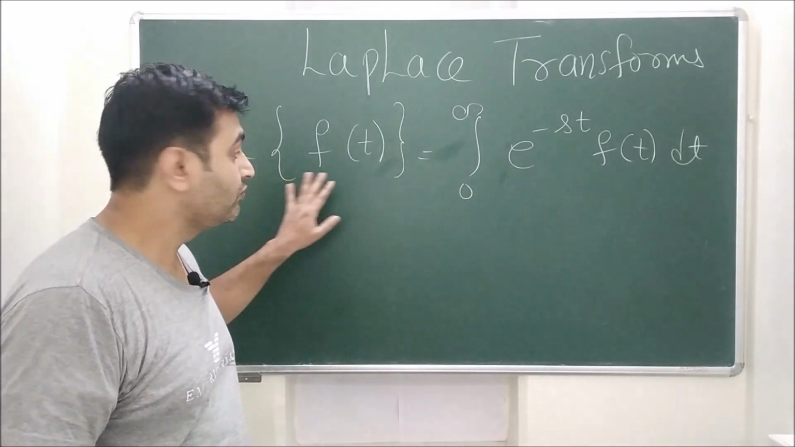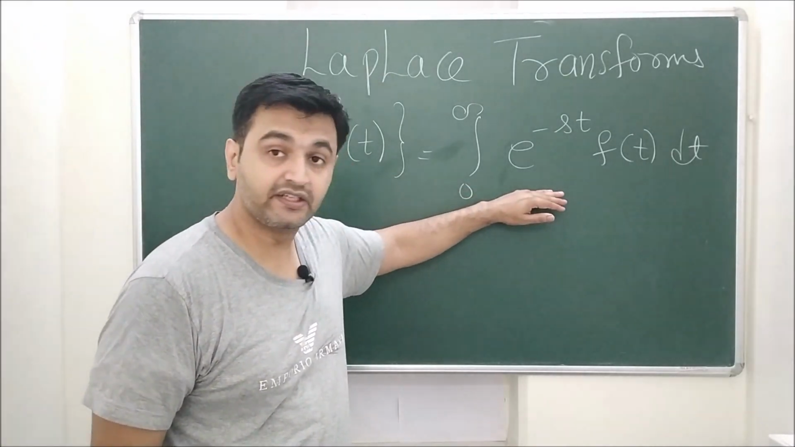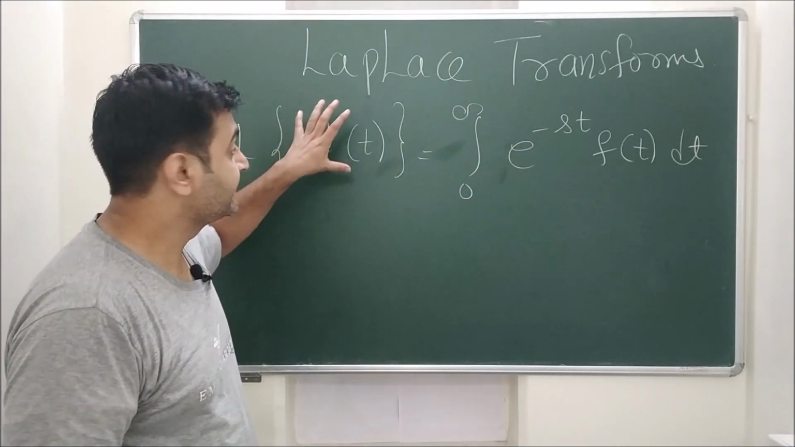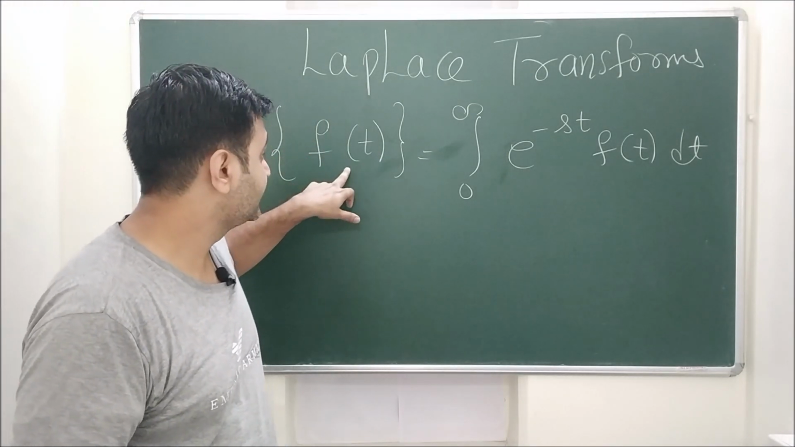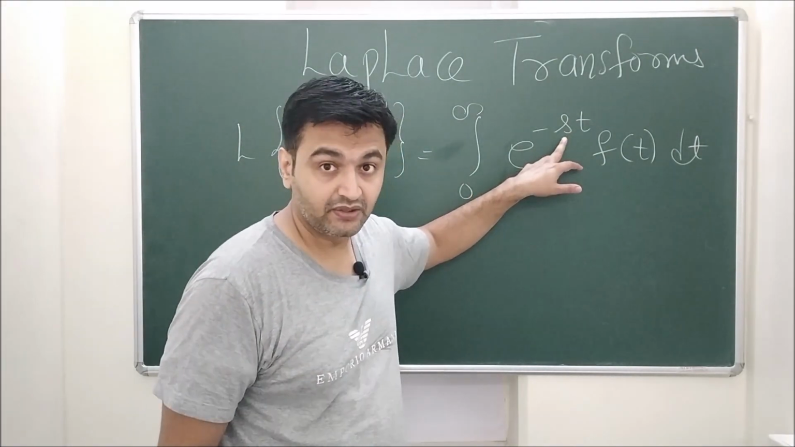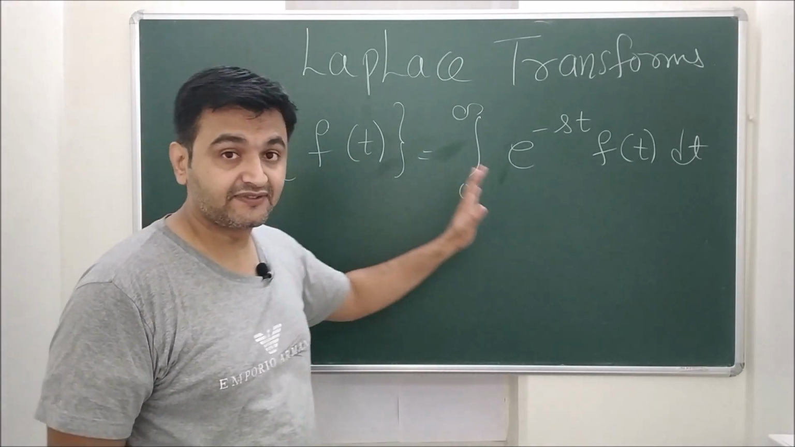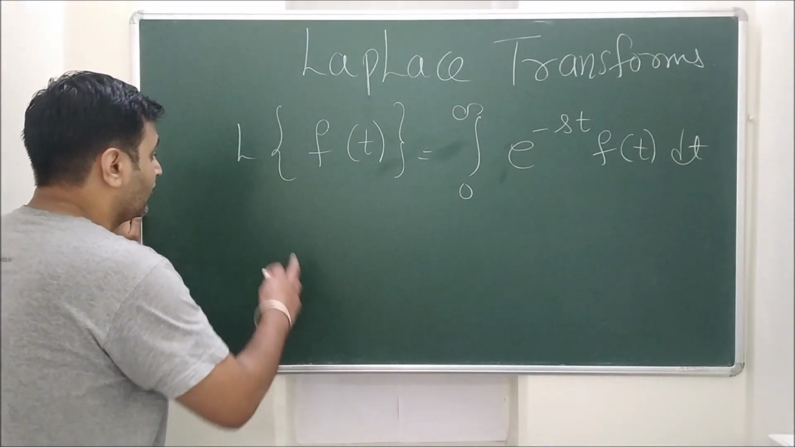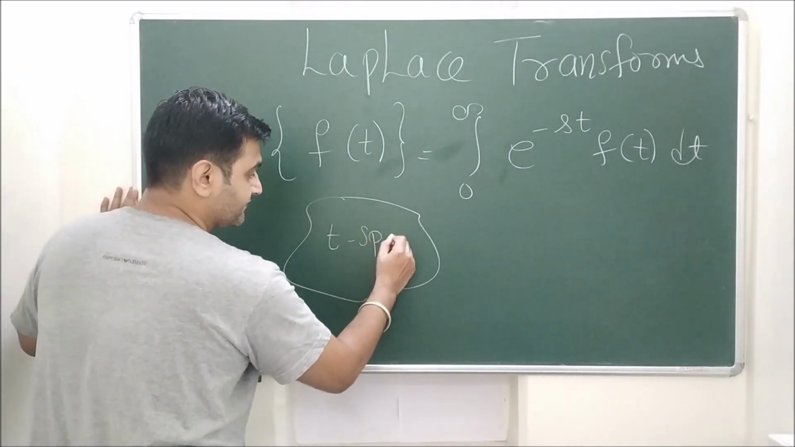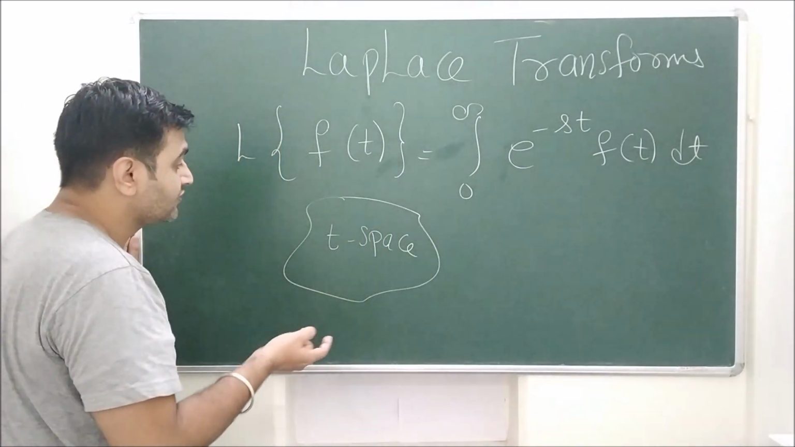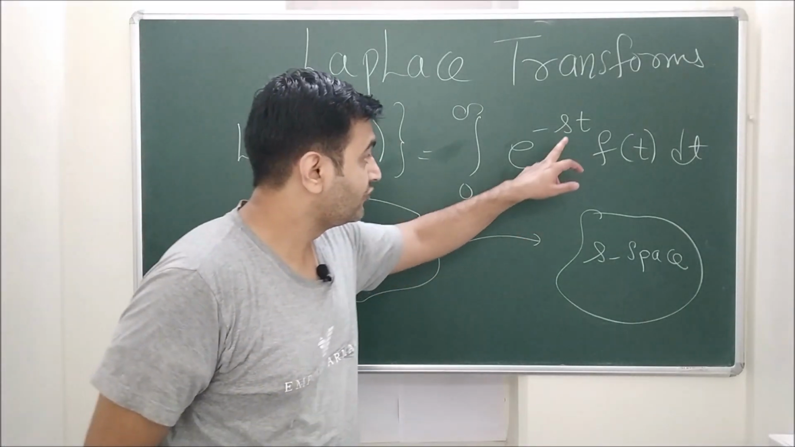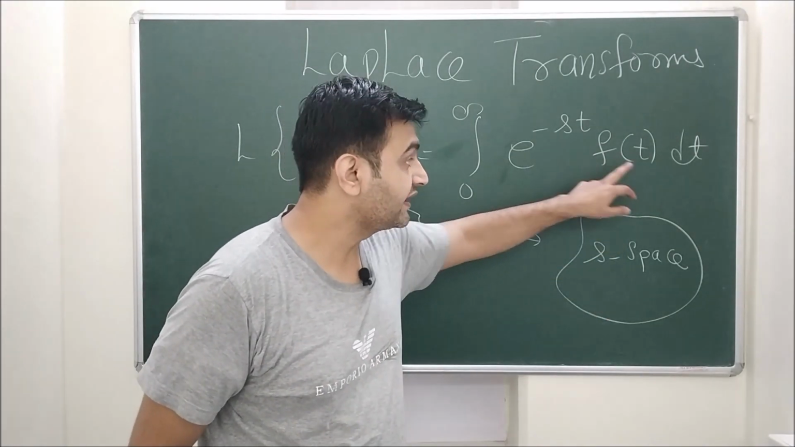The Laplace transform of a function is defined as the integral from 0 to infinity of e raised to minus st times f of t dt. Laplace takes a function as an input which is in terms of t, and it gives you output in terms of s, because here s is a parameter. So you can say that the Laplace transformation is an operator which takes a function in t space, because it is f of t, and gives you something in s space, because we are integrating with respect to t.